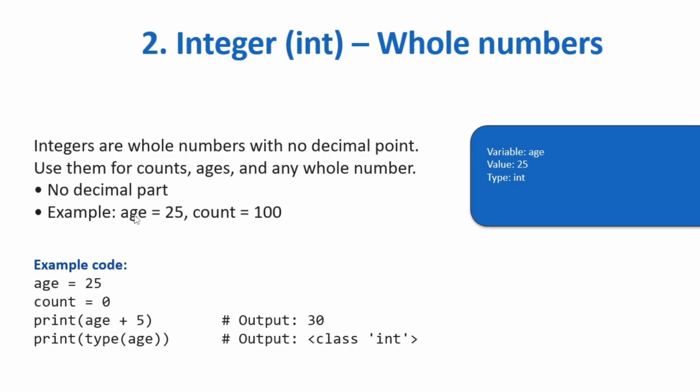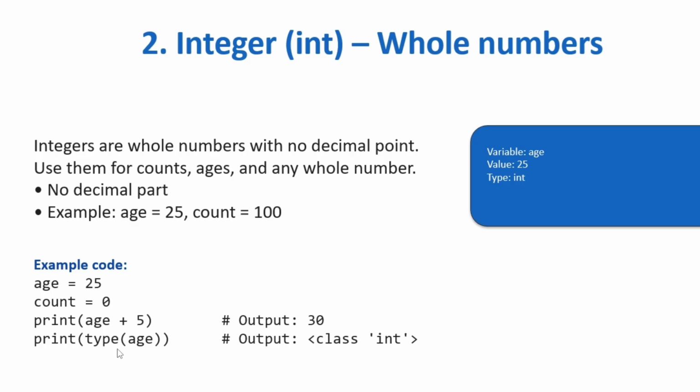So let's say for example, if you want to show your age, so age is equal to 25. Total number of people in a hall, so by using a count variable, count is equal to 100. And you can simply write age is equal to 25, count is equal to 100, and so on. If you write print age, it will print 25. If you print age plus 5, so 25 plus 5 is equal to 30.